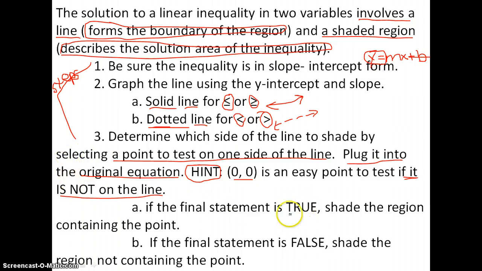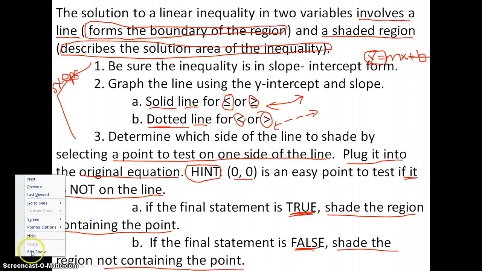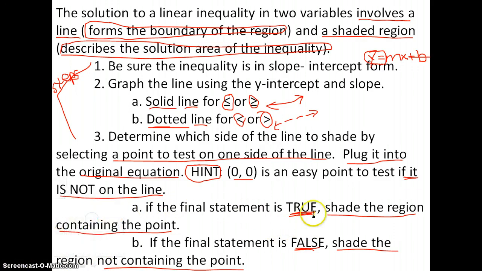If the statement is true, you shade the region containing the point. If the statement is false, you shade the region not containing the point. You might need to pause the video, jot these notes down, and then continue watching the video.